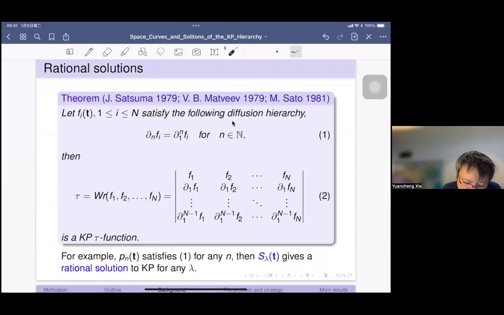In the 1970s or at the beginning of the 1980s, people found the following thing. If we take any functions phi_i of t that satisfy the diffusion hierarchy, or heat hierarchy, depending on how you call it, because when n equals 2 this is the heat equation. And then we take the Wronskian of these functions. It looks like this, and it turns out that this will automatically give you a tau function for the KP hierarchy.